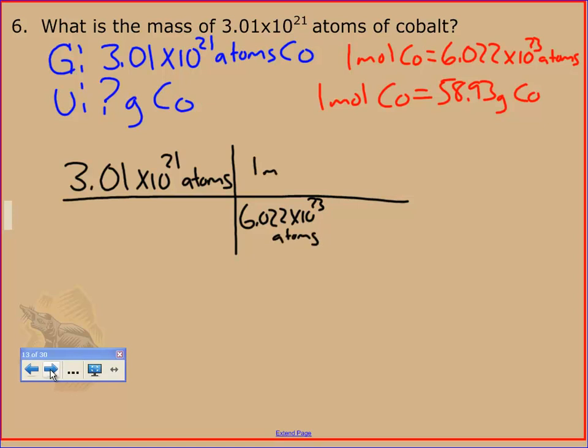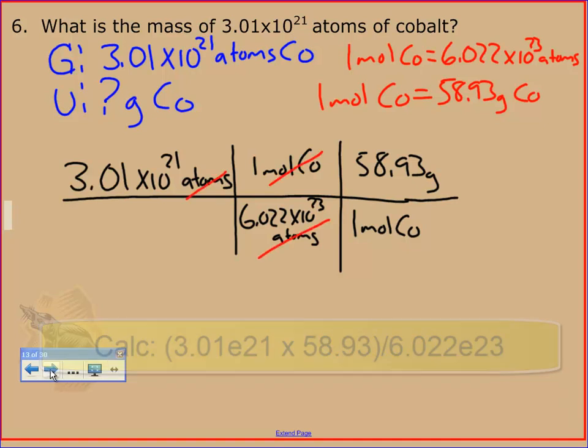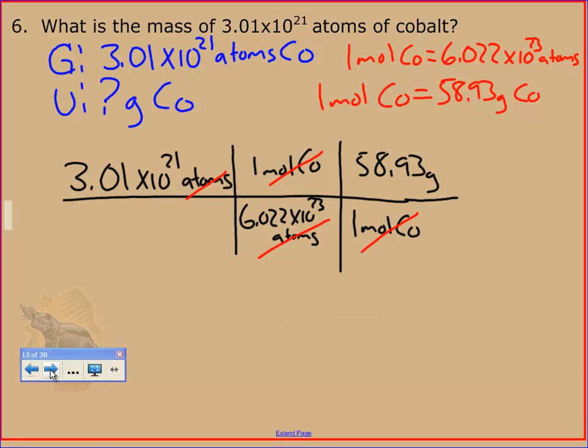We want atoms to cancel, so I've got Avogadro's number down here. 1 mole on the top, and that, again, is 1 mole of cobalt. 1 mole of cobalt down here. This 1 mole comes from this equality, and this 1 mole comes from this one. 58.93 grams up here. Cancel atoms, cancel moles. We're left with grams. That's what we want. And then it's just a matter of punching it into the calculator. That one's, again, a little tricky, but as long as you've got that E thing down, these should be relatively easy.